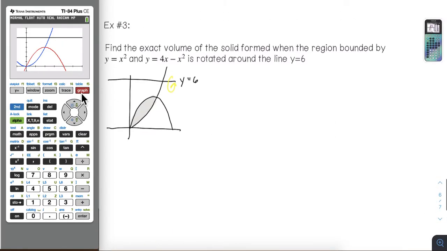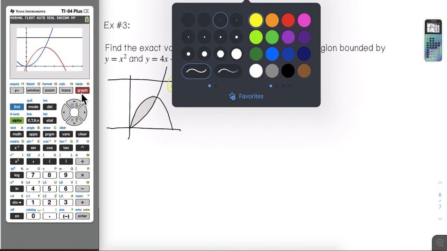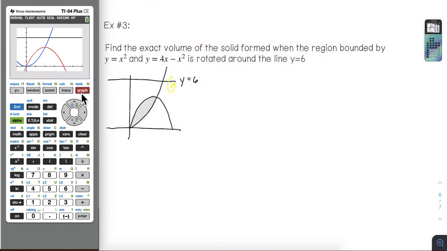Okay, so in this case, we have to think of two volumes. The first thing I want to do is go from my axis of revolution as far as I can. I'm going to call this my big radius. It's my outer radius. So that line is the distance between the two functions, so I'm going to subtract them. My top function is 6, and that bottom function is x squared.